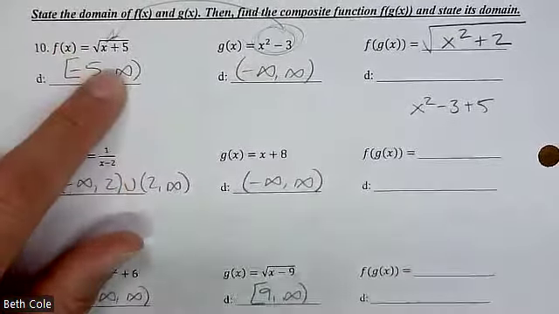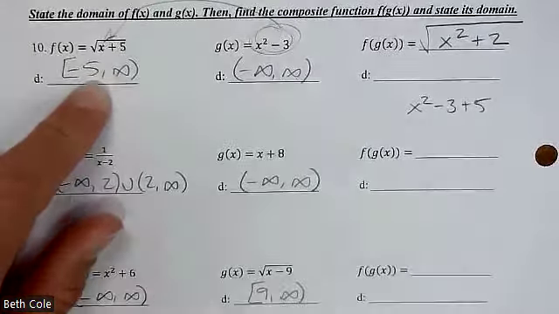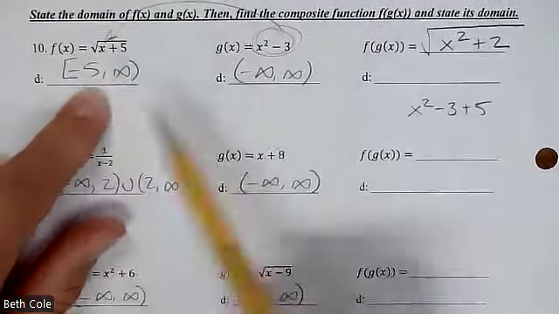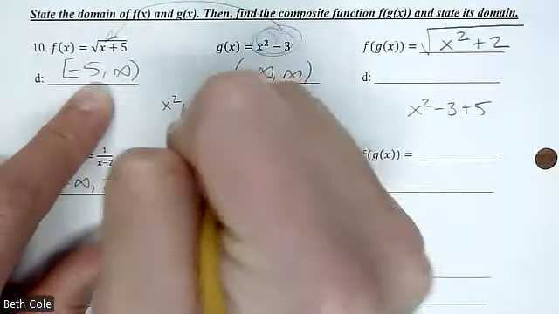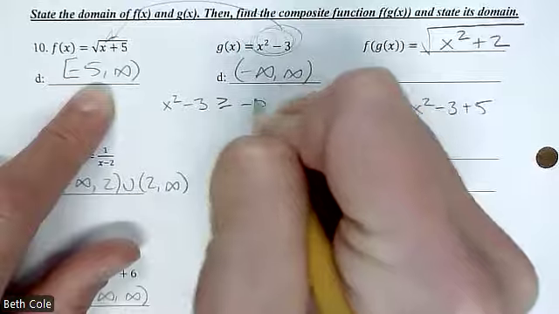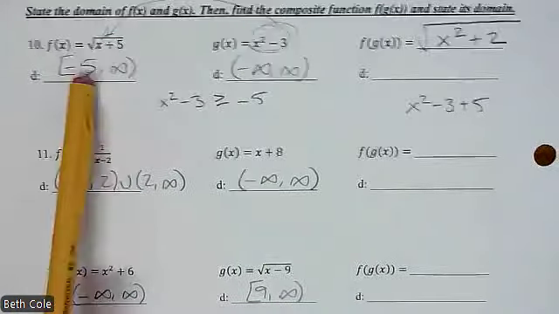Does the outside one have a restriction? Yes, that's where you set up a problem. You're like, hey, g of x, you better stay bigger than -5 or else no dessert. You remember that? Hey, g of x, you better comply with this rule. So we're going to take g of x, this x squared minus 3, and say, hey, you better stay bigger than -5 or else you have to follow this rule.